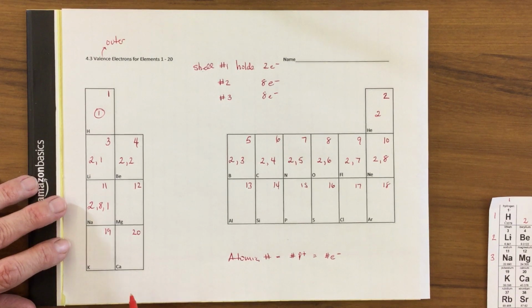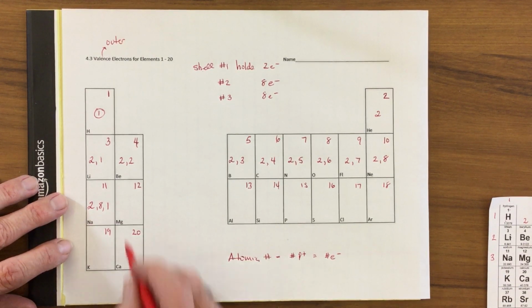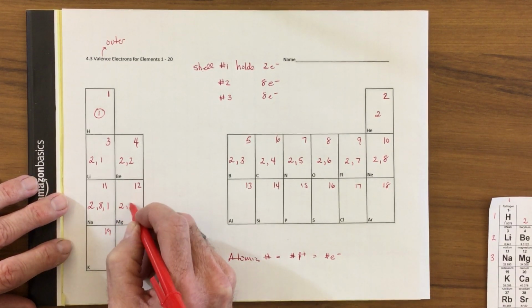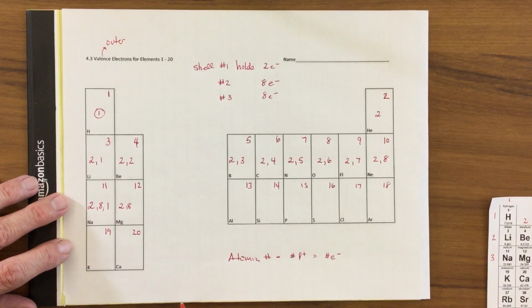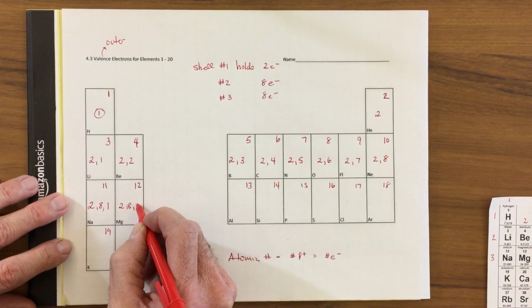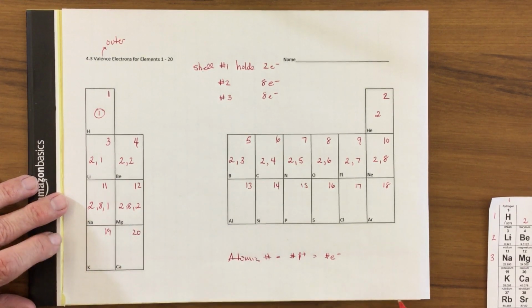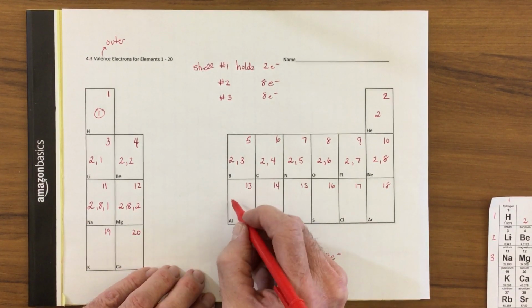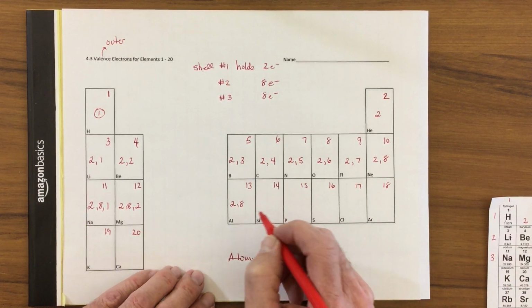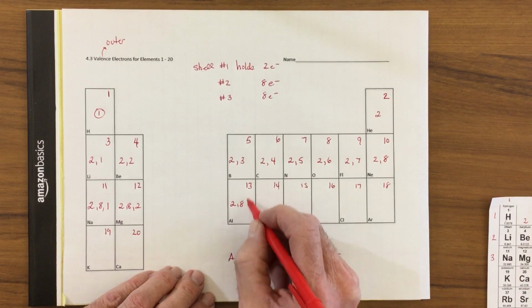Number 12. We have 12 electrons to fill these electron shells. 2 will fit in the first. 8 will fit in the second. How many will fit in the third? 2 plus 8 is 10. How many more electrons do I have? 2. The pattern will continue. 2 plus 8 is 10 to fill the first 2 shells. How many to fill the third shell? 3.